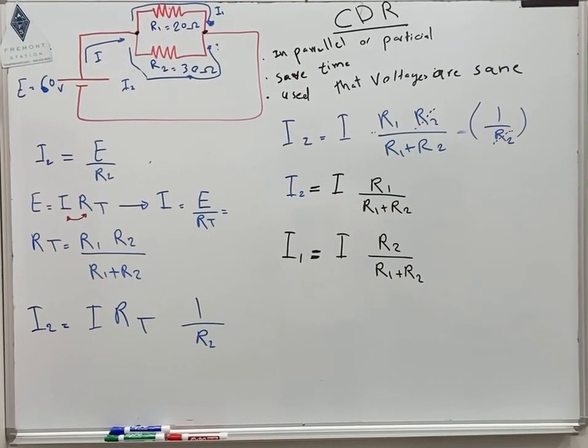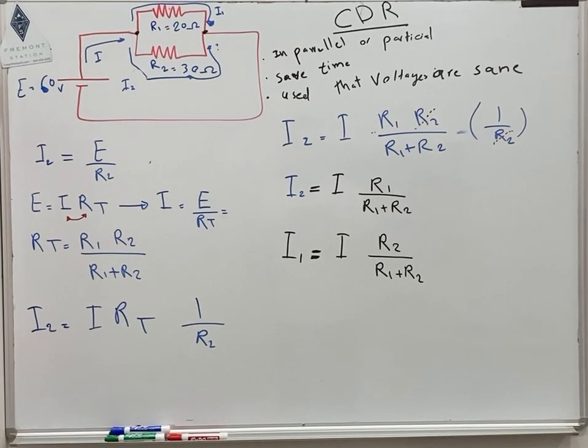Hi, in this video we'll talk about something called CDR, which is the current divider rule. This way we can use it in parallel or partially parallel circuits. Why do we use it? Because it saves time. We are using the feature of the parallel: when two elements are parallel, they have the same voltage.